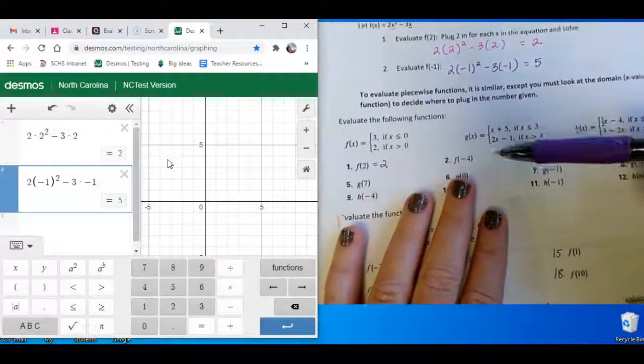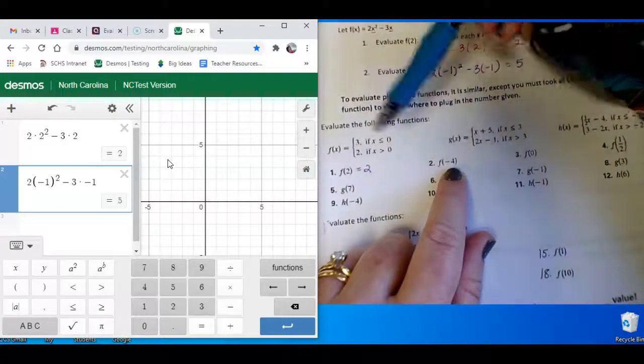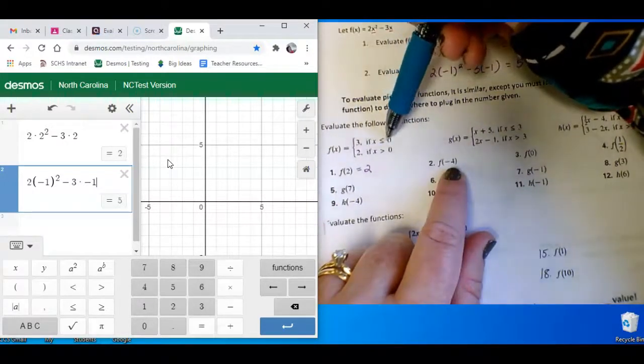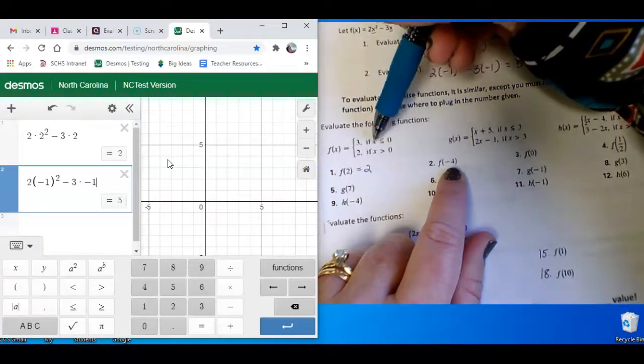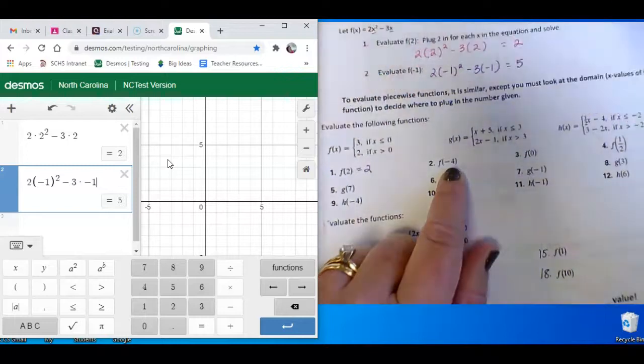Okay? Let's look at another one with f of x. It says f of negative 4. Alright? Negative 4 is not greater than 0. It's less than 0. So negative 4 is going to go right here, which means f of negative 4 is 3.